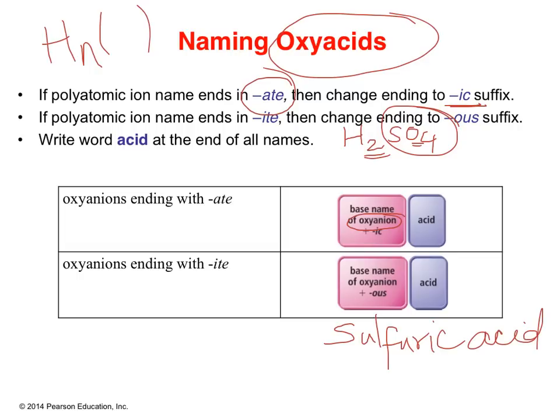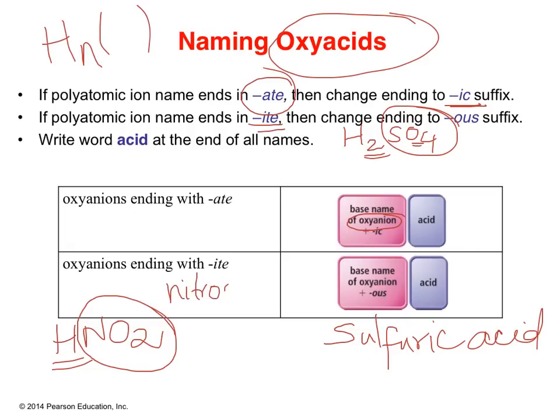So the base name is sulfur, sulfuric acid. Now on the other hand, if you had an ite ion, say for example you were trying to name HNO2, so one or more hydrogens, by now you might have memorized this is nitrite, so nitrous acid. So two types of acids, binary acids and oxyacids. Oxyacids will have a polyatomic ion containing an oxygen.